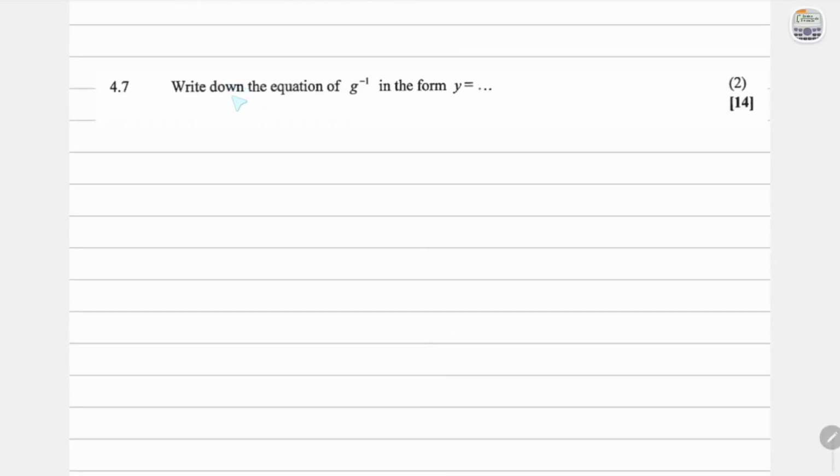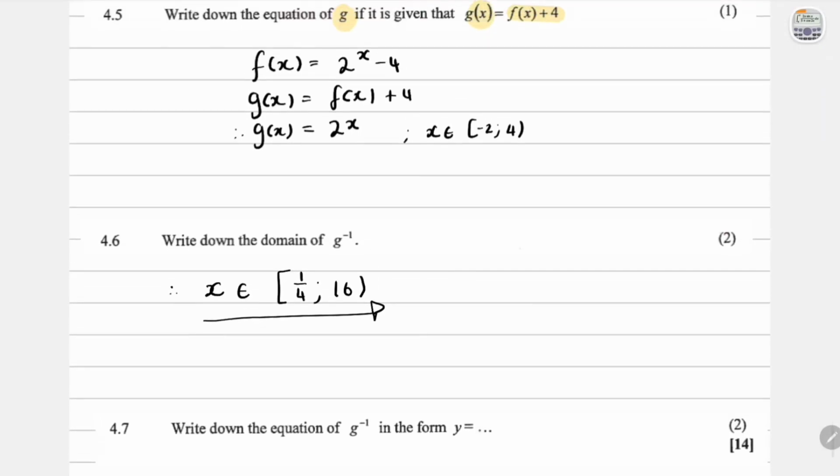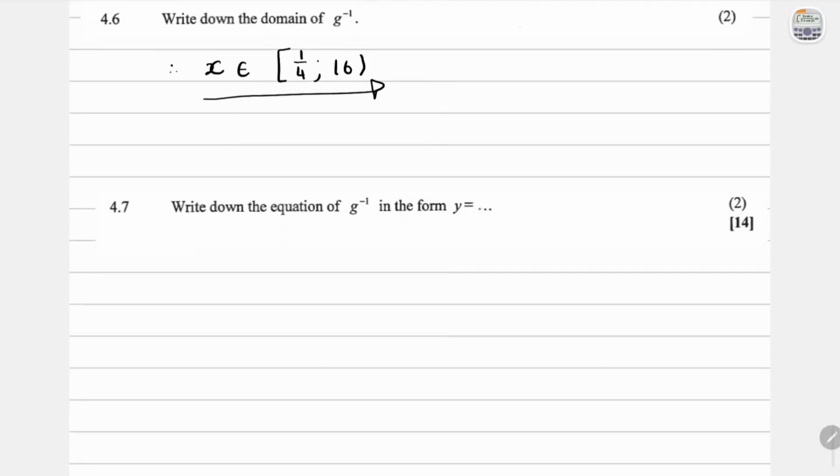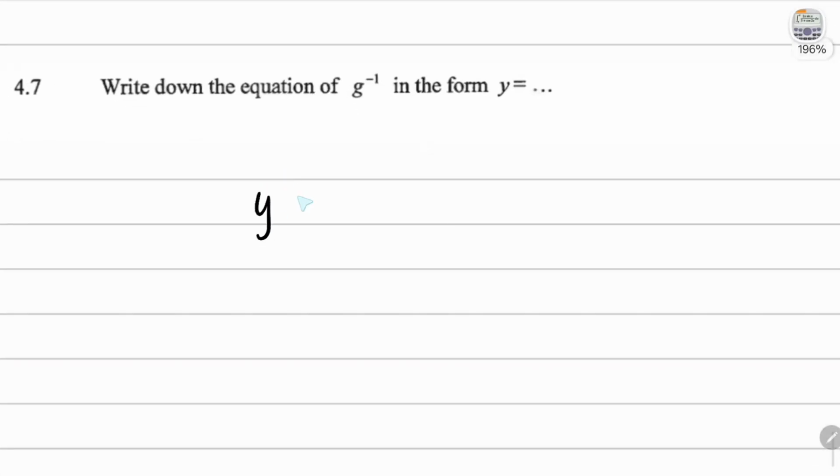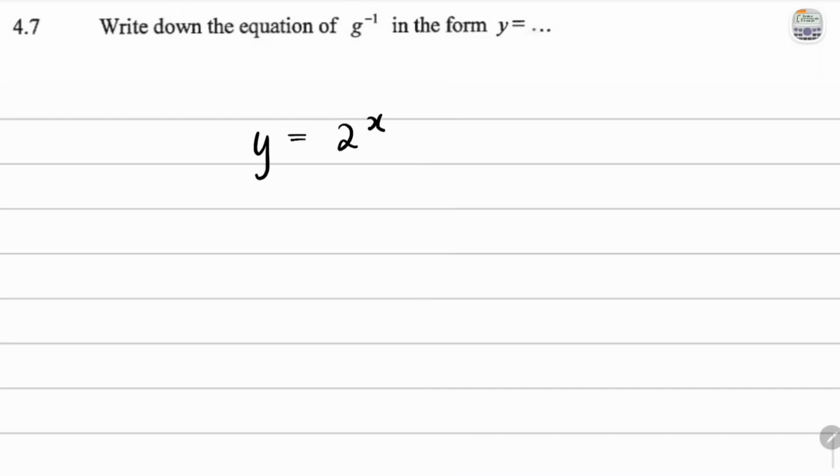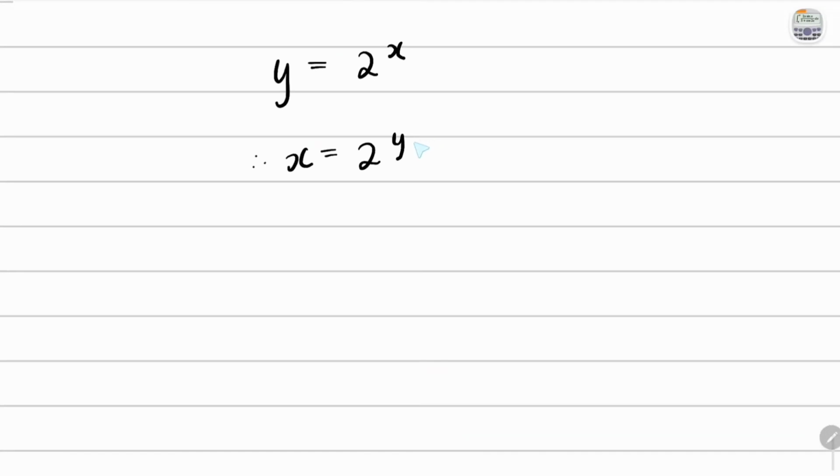Question 4.7 says, write down the equation of the inverse in the form of y equals. So we need the original of g first. It's this, so we might as well write it as y equals 2 to the power of x. And then to get the inverse, you first swap x and y. So this is x is equal to 2 to the power of y. Then make y the subject. But y is in the exponent, so to make an exponent the subject, we use log. So this is log and our base is 2, and then we have x.